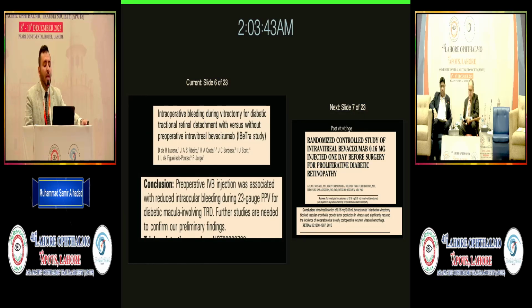Intraoperative bleeding during vitrectomy for diabetic traction retinal detachment, with versus without preoperative intravitreal injection: the preoperative injection of bevacizumab was associated with reduced intraocular bleeding during 23-gauge pars-plana vitrectomy. So this is another paper which supports the injection of anti-VEGF before the diabetic vitrectomy for diabetic tractional retinal detachment.